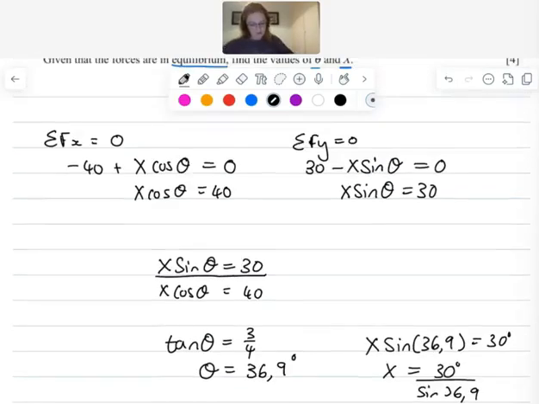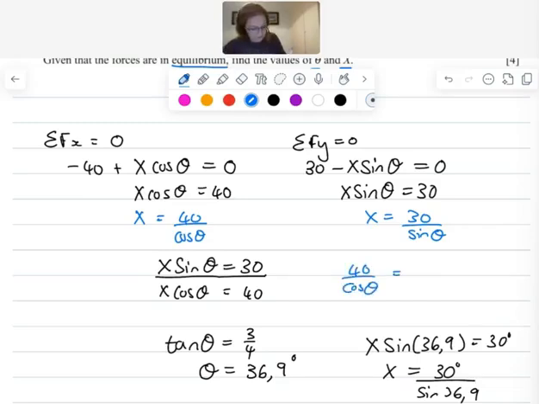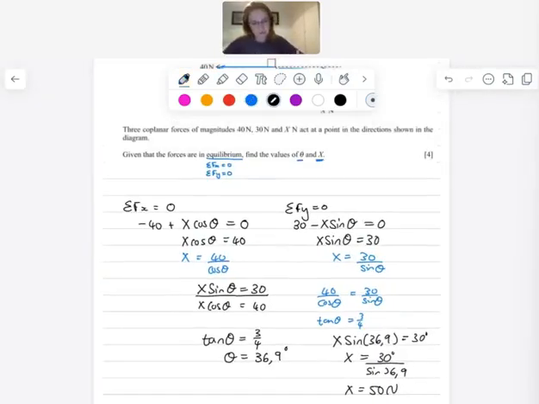Another way that you could have done this, which is maybe a little bit more clean, is to make x the subject of the formula in both equations, so x is 40 over cos theta, and x is 30 over sine theta. Then when you equate the x's together, because they are the same, you'll end up in the same place, with tan theta is 3 over 4. That might be a nicer, more official way to do it, but there is a bit of a shortcut if you want to do that.